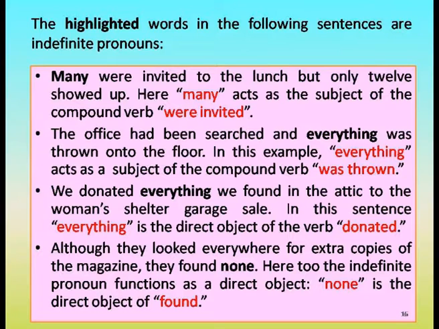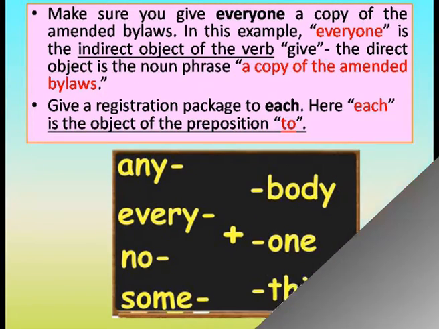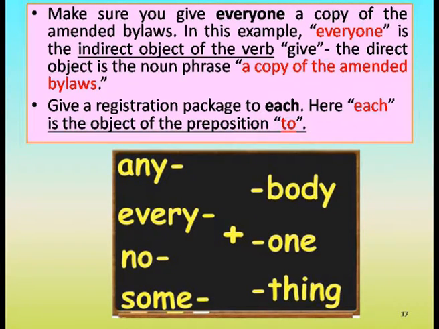Although they looked everywhere for extra copies of the magazine, they found none. Here too, the indefinite pronoun functions as a direct object. None is the direct object of found. Make sure you give everyone a copy of the amended bylaws. In this example, everyone is the indirect object and the direct object is the noun phrase a copy of the amended bylaws. Give a registration package to each. Here, each is the object of the preposition to.